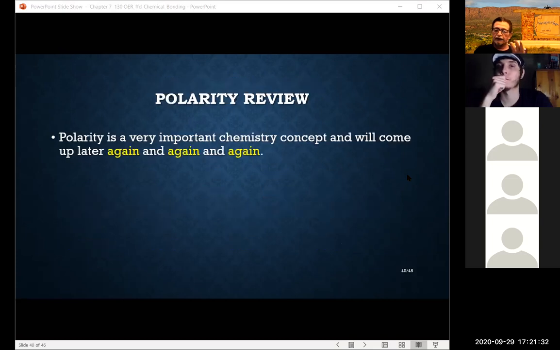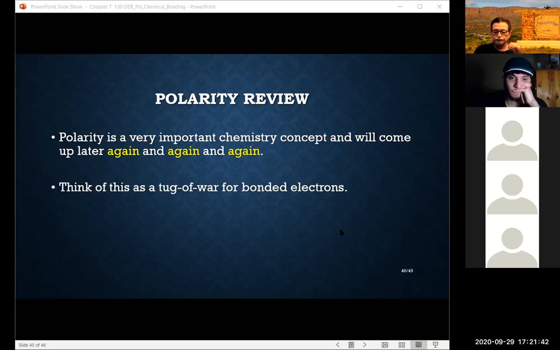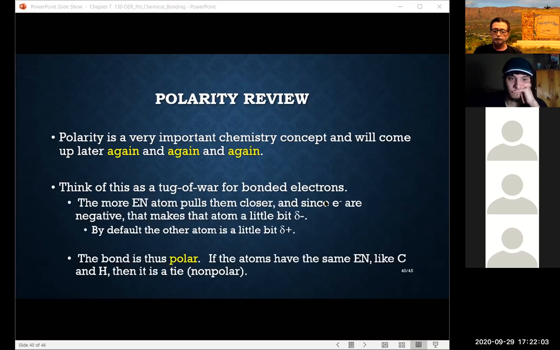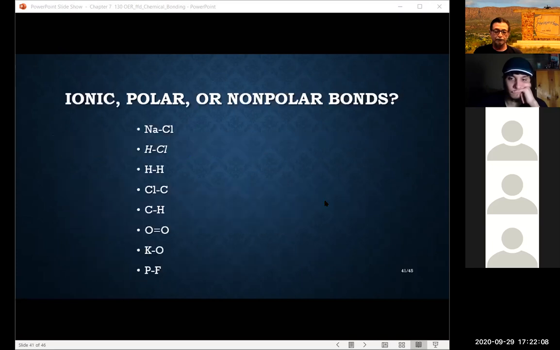All right, so the thing about polarity is it's going to come up over and over again in the subsequent chapters. So let's not forget about it because you'll be using it again. Just look at it as a tug of war in the bonding electrons. One of these is going to be pulling more electrons than the other, giving you a polar bond, which would then affect the properties of that molecule. And don't forget, carbon hydrogen is nonpolar.